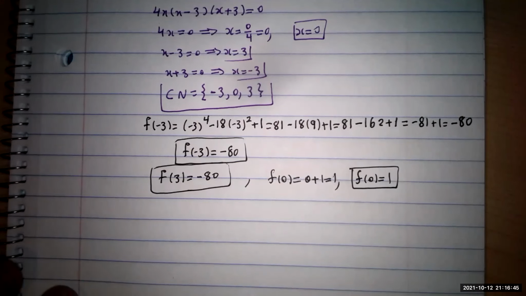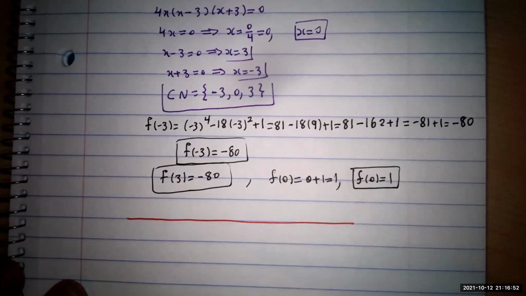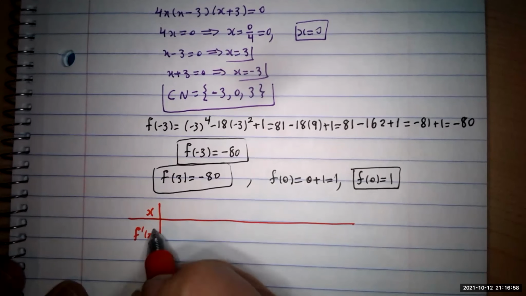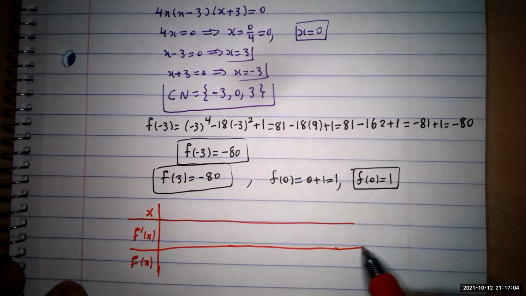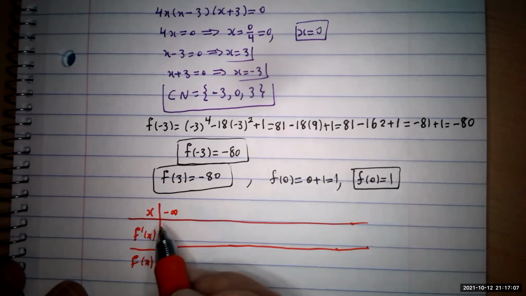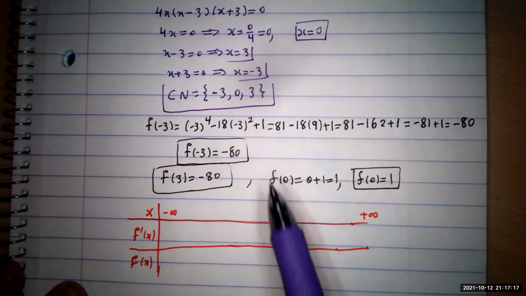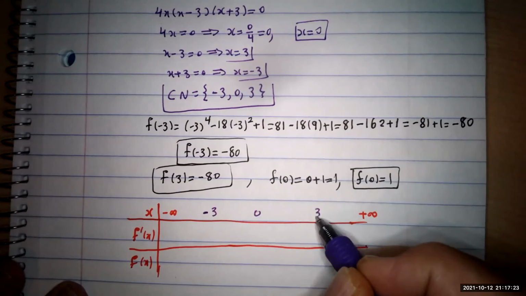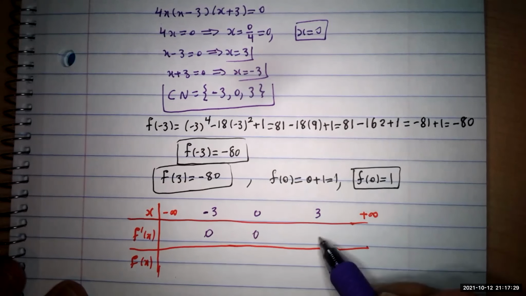Okay, so we need a chart. Get your chart. They call it a chart for f prime. Remember, x, f prime of x, and f of x. The domain of the function is negative infinity to positive infinity. You bring the critical numbers. You have 3: negative 3, 0, 3. How did you get it? You let f prime equal to 0.